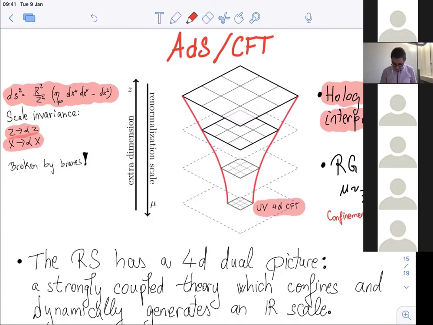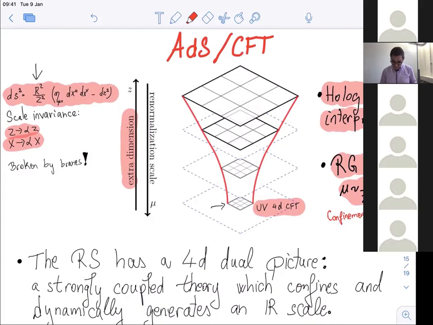And this is broken by the branes, the fact that we have a UV brane and an IR brane, the fact that we have only a slice of the anti-de Sitter space. But there is this very nice geometrical interpretation. When you move along the extra dimension, when you enlarge z, then you are sort of zooming out in your slice. For each z, you are zooming out because of this warp factor. So in fact, you are doing a renormalization group flow. UV is very high energy, and then when you go along z, you are changing this scale mu.